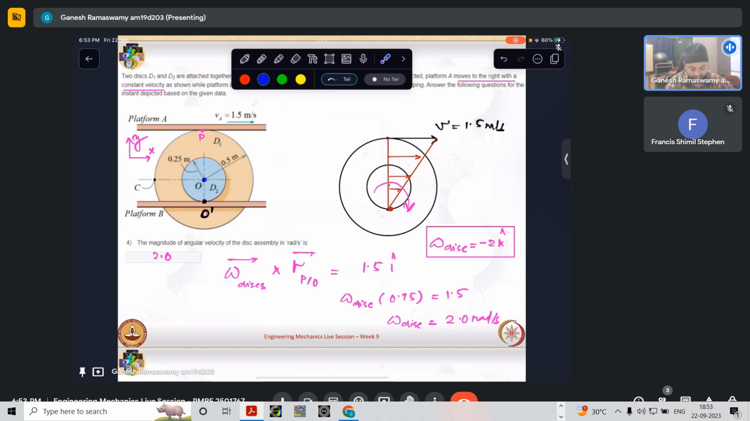So I either analyze point C from O, in which case I account for only centripetal acceleration. Another way is I analyze the acceleration of C from point O prime, in which case I need to account for the acceleration of O prime itself. That is what I have done. Both will give the same answer. Is it clear?